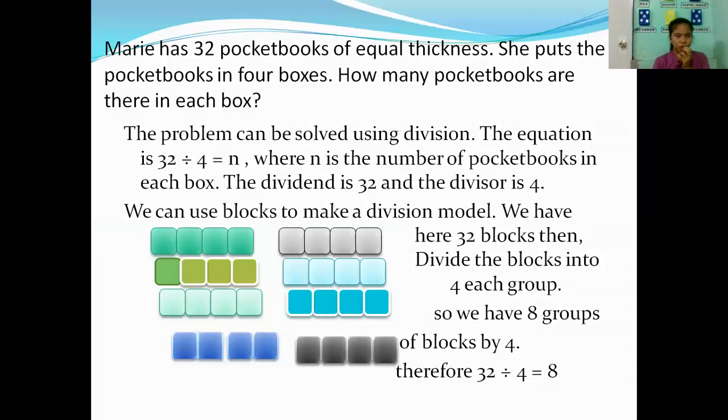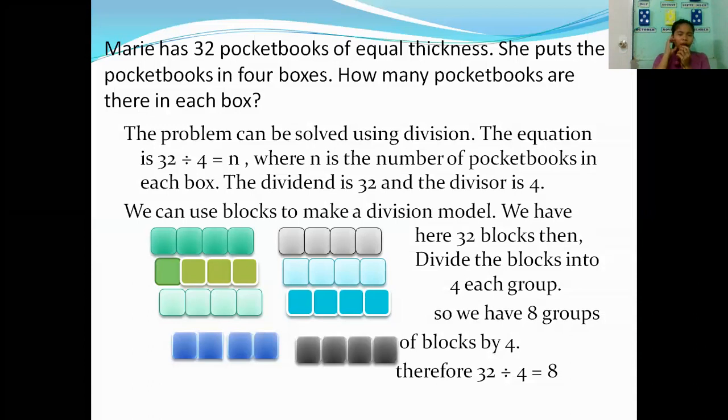Maria has 32 pocketbooks of equal thickness. She puts the pocketbooks in 4 boxes. How many pocketbooks are there in each box? So the given are 32 pocketbooks and 4 boxes. Then they are asking how many pocketbooks are there in each box.